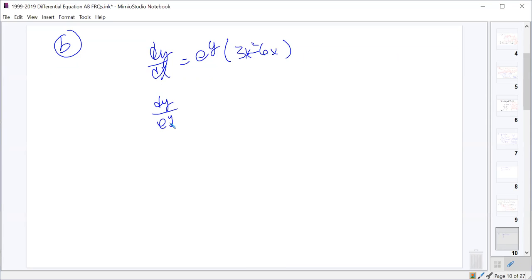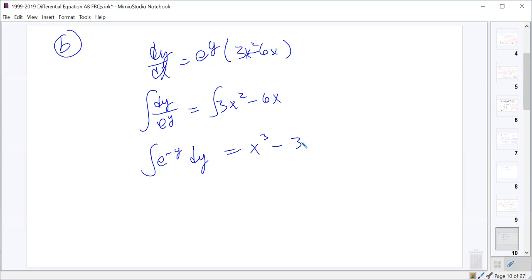So dy over e to the y equals 3x squared minus 6x. And then we will integrate both sides. And this is the point where a lot of people start screwing up this integral and start writing natural log absolute value e to the y. You can't do that unless you do a u substitution, and you don't want to do that with this one anyway. This should become an integral of e to the negative y dy. And then this will become x cubed minus 3x squared plus c.